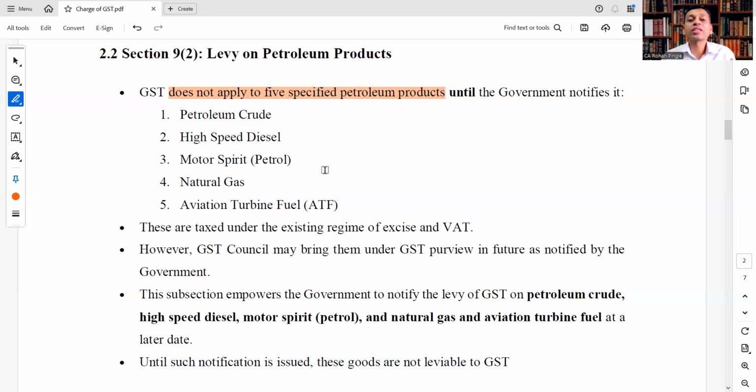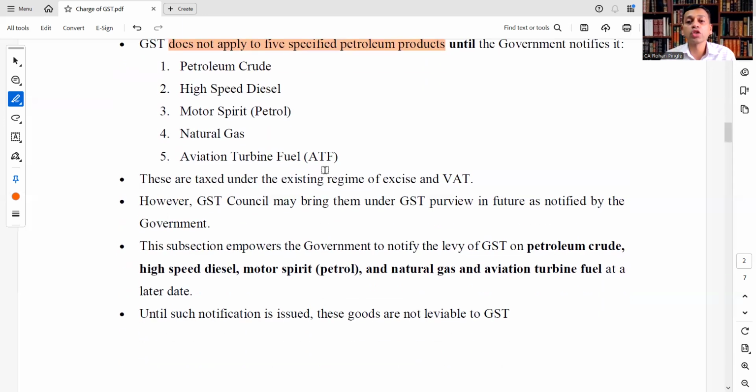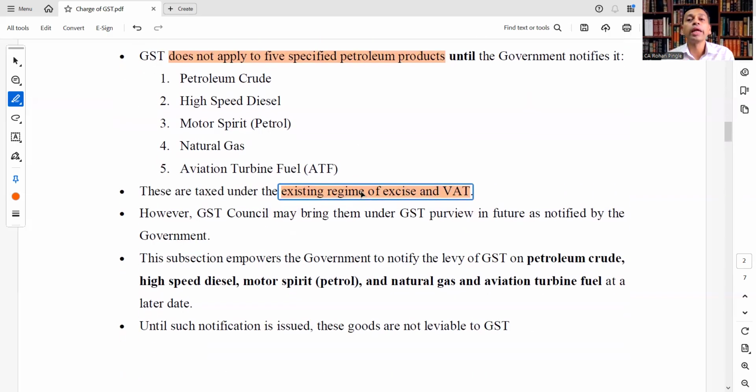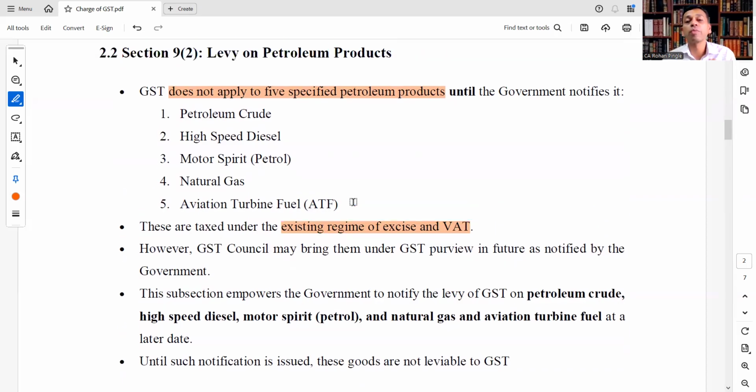These are taxed under the existing regime of excise and VAT. Means their excise and VAT is still chargeable, but at the state level, the rate may vary, and it will not be a single uniform tax rate. So these are taxed under the existing regime of excise and VAT till date.